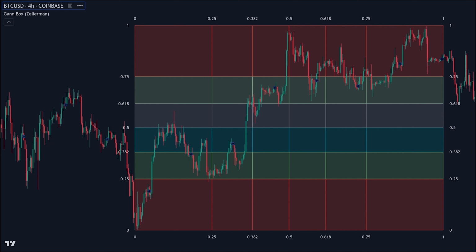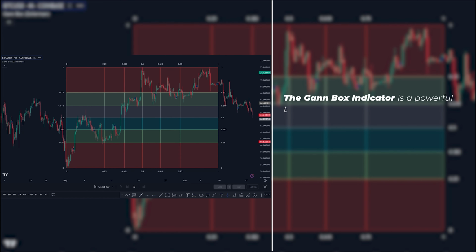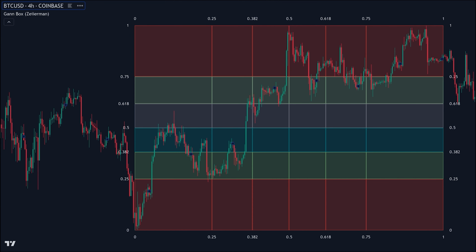What is the Gann indicator? The Gann indicator is a powerful trading tool designed to give you a complete understanding of the market. First, it starts by identifying the highest and lowest price points visible on the chart. This helps in locating the key market levels.